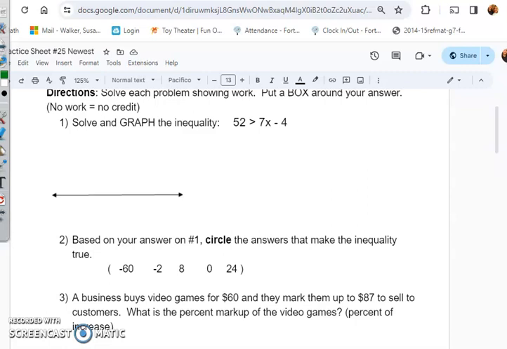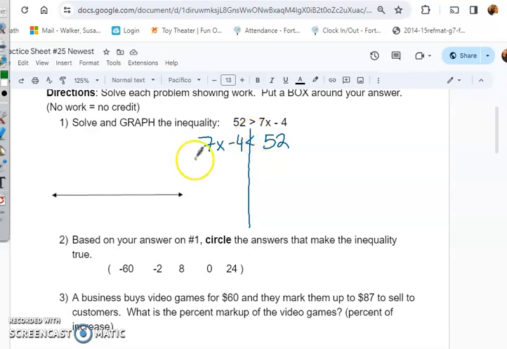We are working on practice sheet number 25 today, and we are starting with number 1, which says graph the inequality. You are going to do this alone, but hopefully you remember that on an inequality we want the variable on the left side, so I can tell which way the arrow is going to go when I graph it. Whenever I flip it, remember, that means we flip the symbol.